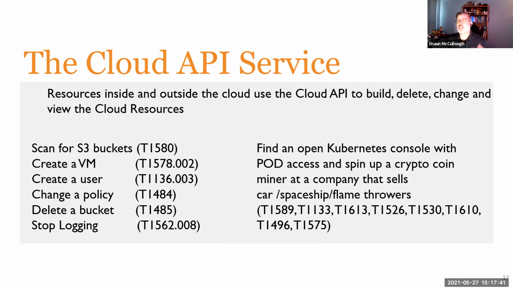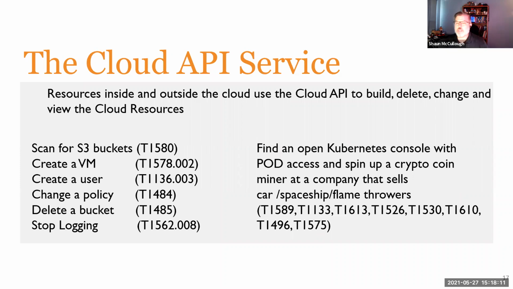Or, just off the top of my head, maybe there's a company out there that sells cars and spaceships and flamethrowers, and they get attacked and there's crypto mining going on in their environment through a Kubernetes console, right? So that's actually our day 2 story. I don't want to steal Ryan's thunder for that, so we'll talk about that another day. But there are really some complex ways in which an attacker can gain access to these environments, lots of different ways, and we try to map those to MITRE ATT&CK techniques.